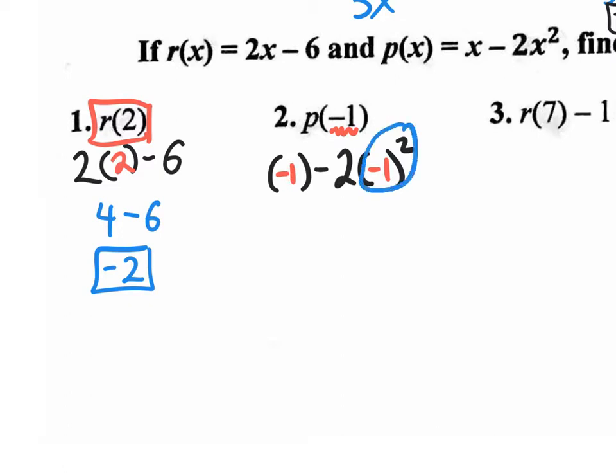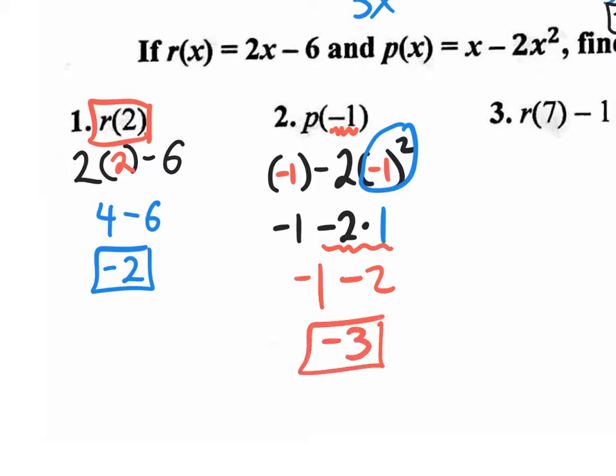Negative 1 squared. Negative 1 times negative 1 is positive 1. And I'm going to bring down the multiplication, the 2, the minus, and the negative 1 doesn't even need to be in parentheses anymore. So what do I do next? Subtract or multiply? Multiply first. So when I multiply negative 2 times 1, that's still negative 2. Bring down minus 1. And now we can combine those terms and we'll get negative 3 as our answer. You get it?